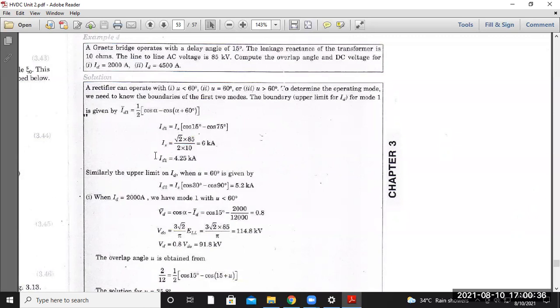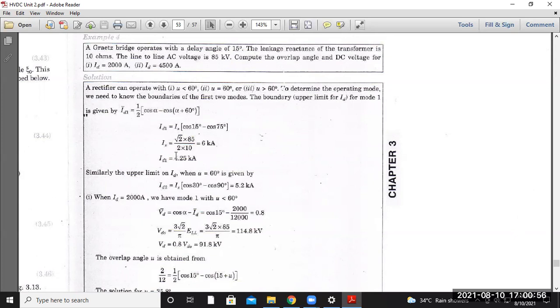Okay. In the similar manner, just put the value of Is here. You know the values of cos 15 degree and cos 75 degree. You will get the value of ID1 as 4.25 kilo ampere. That is the amount of current that occurs for this practical operation.